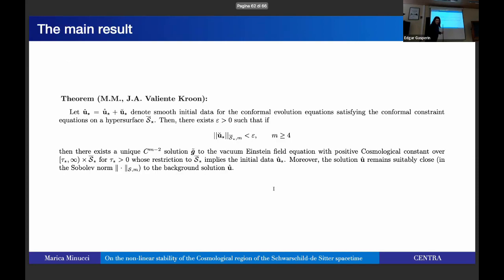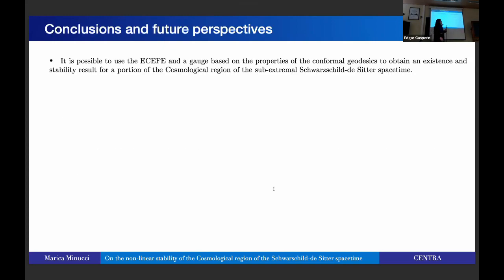And now this is a less insightful version of the theorem that I've just showed you before, where we just say, given the initial data, if the perturbation is small, then we can obtain a solution to the vacuum isofield equation, somehow summarizing what I just presented in the last few slides. So in conclusion, we can use the extended conformal isofield equation and a gauge based on the conformal geodesic to prove existence and stability results for a portion of the cosmological region of the sub-extremal Schwarzschild-de Sitter spacetime.